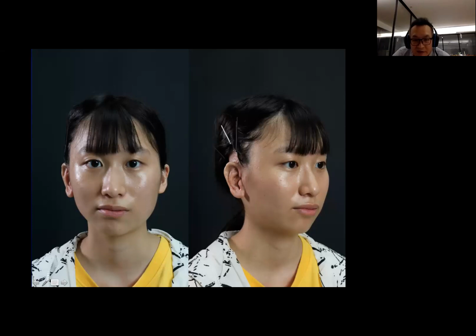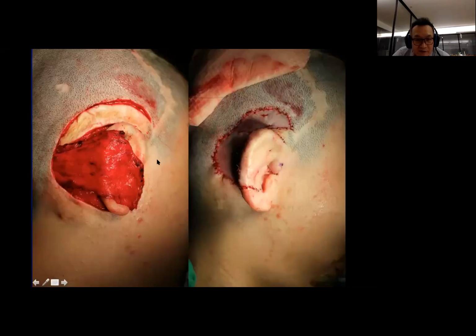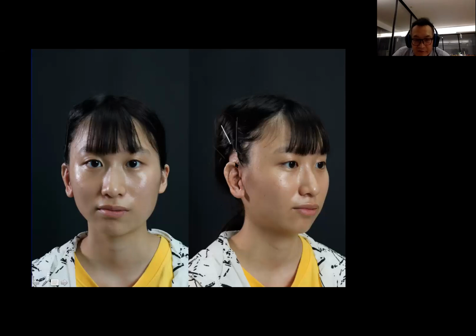In this case, in the second stage operation, I used the fascia flap based on the occipital artery for elevation. Of course, I don't know what will happen another 10 years later. Maybe very severe resorption, maybe.